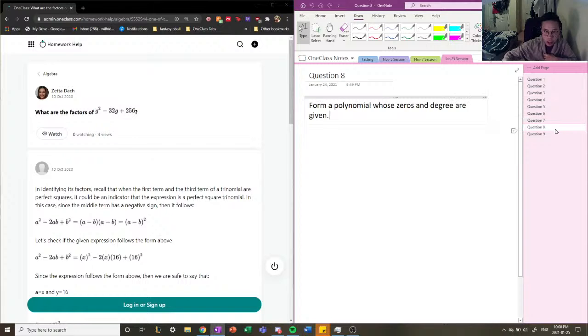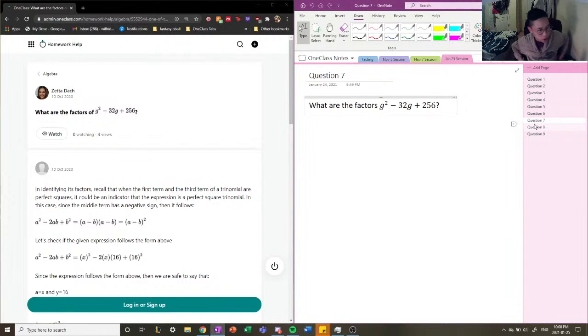All right, so the next question reads, what are the factors of g squared minus 32g plus 256? In previous lessons, I covered a lot about the cross multiplication method of factoring. And I really try to emphasize the fact that practice makes perfect. If you practice and recognize patterns within your function, you're able to do these factoring problems quickly and in your mind.